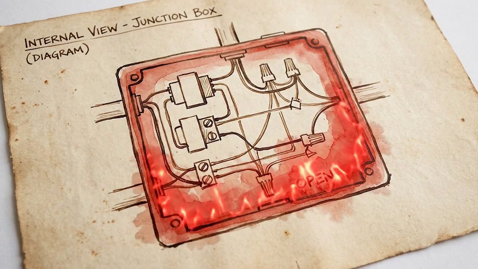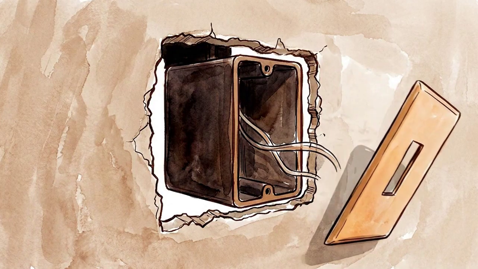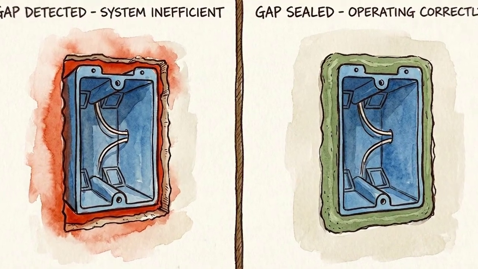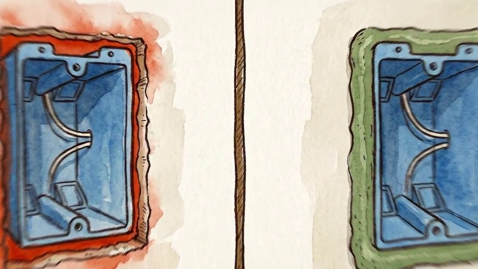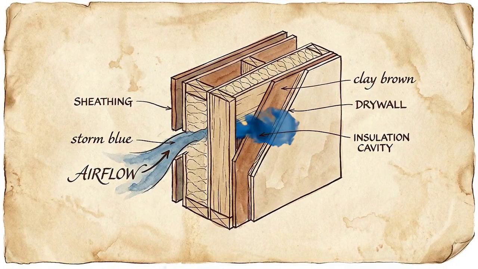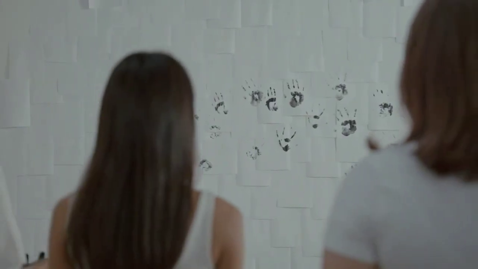Electrical code does not require any change to the wiring for what comes next. Behind the cover plate, around the perimeter of the electrical box, there is a gap between the box and the drywall, and another gap between the back of the box and the exterior sheathing. Both gaps communicate with the wall cavity.